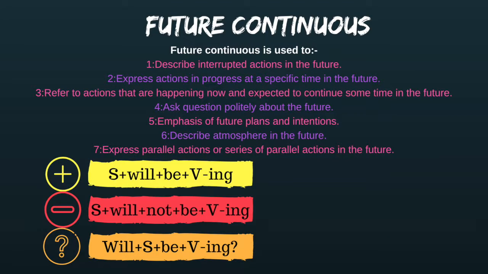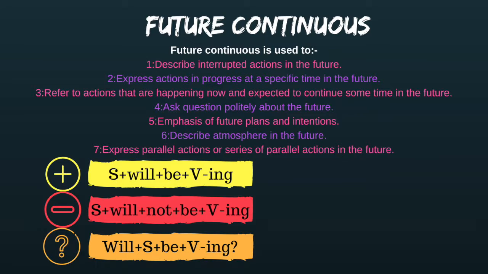Alright, so for this next topic, we're going to talk about the future continuous, right? The future continuous has 7 different uses, and I'm going to try to explain the 7 types. The first one is to describe interrupted actions in the future. 2. Express actions in progress at a specific time in the future. 3. Refer to actions that are happening now and expected to continue sometime in the future.